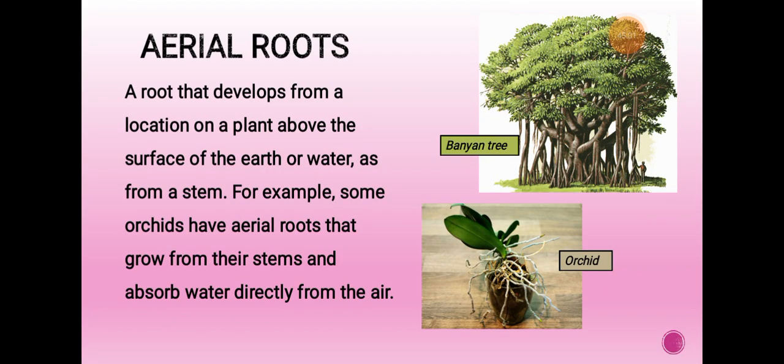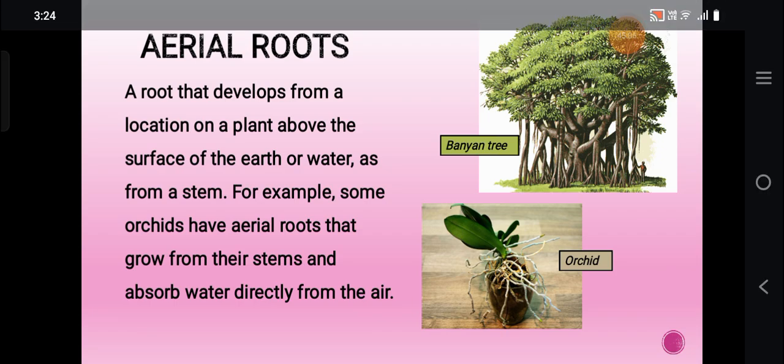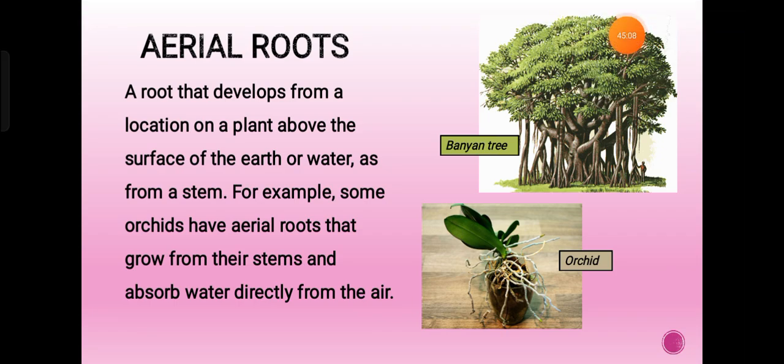Okay, then they have aerial roots. Now you should know what aerial roots are. So what are aerial roots? The banyan tree and orchid have aerial roots. An aerial root is a root that develops from a location on a plant above the surface of the earth or water, from the stem. We say them as the aerial roots.